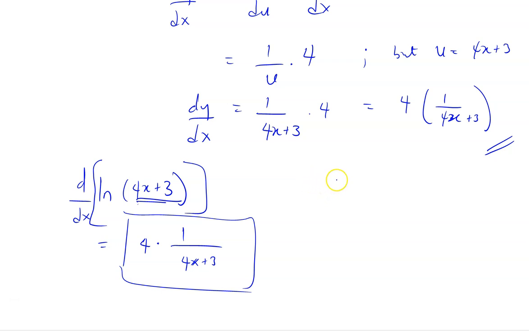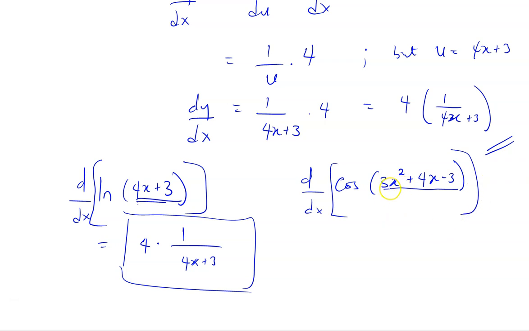For instance, if I have cos of 3x squared plus 4x minus 3. Do you get it? What I do is that I differentiate what is inside here. So if I differentiate, what do I get? I'm finding d over dx of this. I'm differentiating. So if I differentiate what is here, what do I get? I'm going to get what?